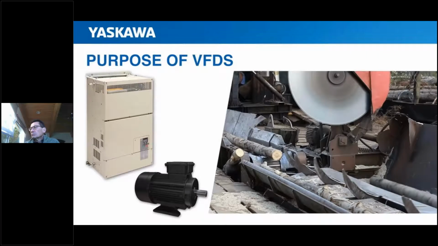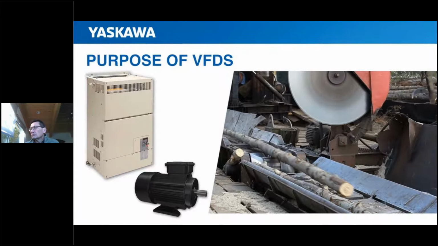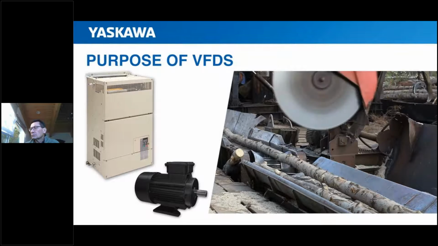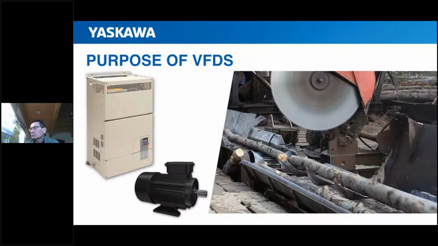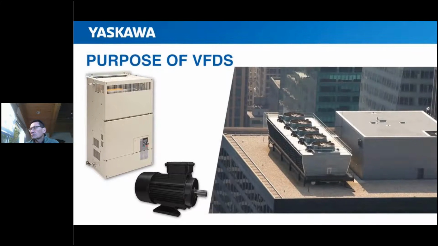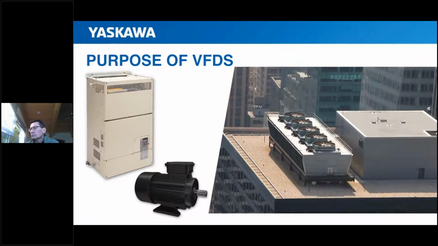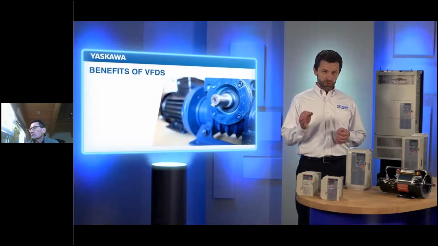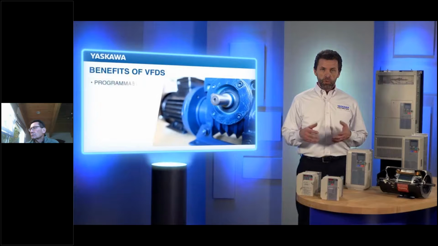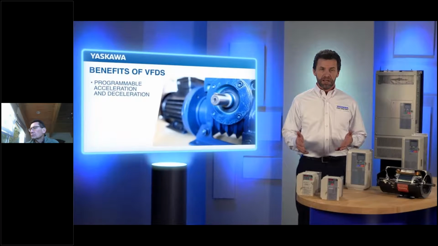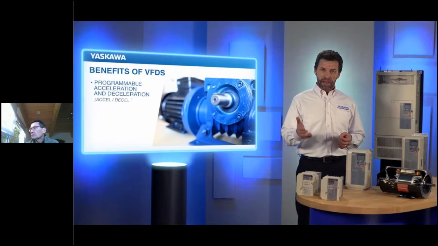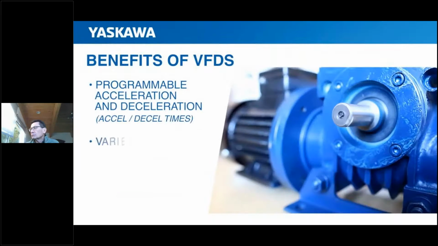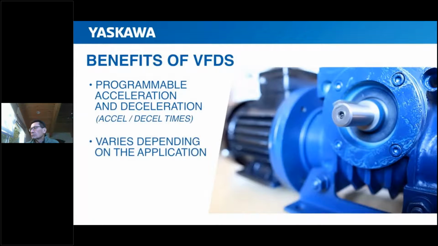Having full torque available allows us to use a standard or general-purpose motor in many more applications and situations than we would otherwise be able to. Furthermore, we can limit the output torque of a motor for a given application or point in the process should it be required. Since we now can control the motor, we can program our own acceleration and deceleration, or accel and decel times. Now this will vary depending on the application.